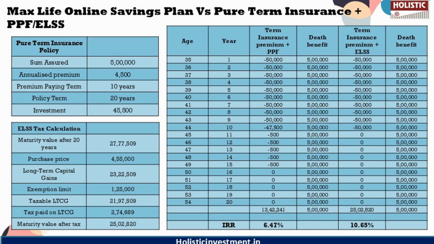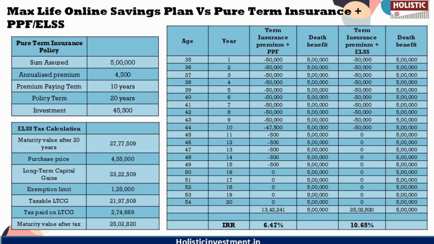And in the term insurance plus ELSS combination, which is an example for an equity instrument, for the first 10 years after paying the pure term insurance premium, the balance just goes into the ELSS fund. For the next 10 years, the fund will grow as such without any investments, and at the end of 20 years, the fund value is subject to tax, and the tax calculation is presented in a tabular column for your reference, which you can pause and see.